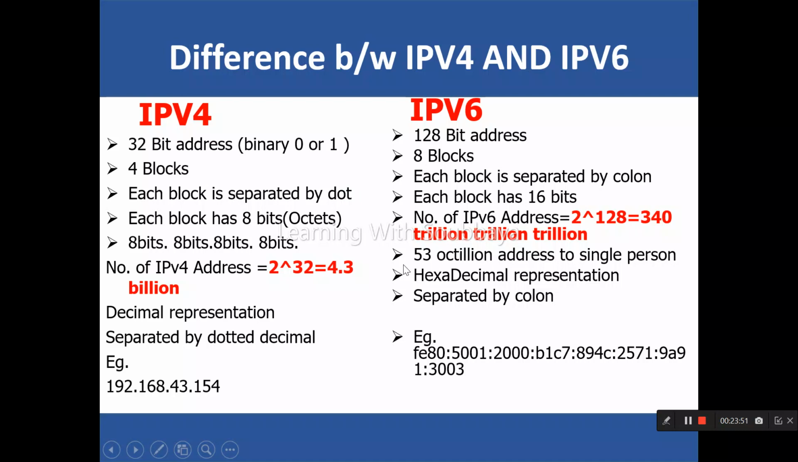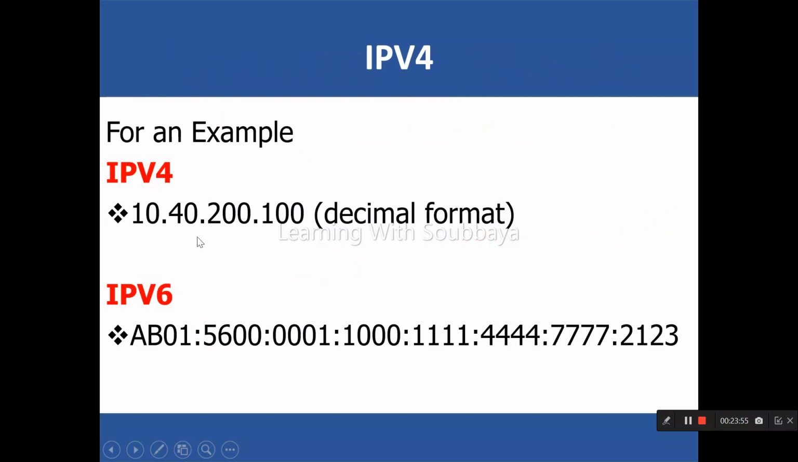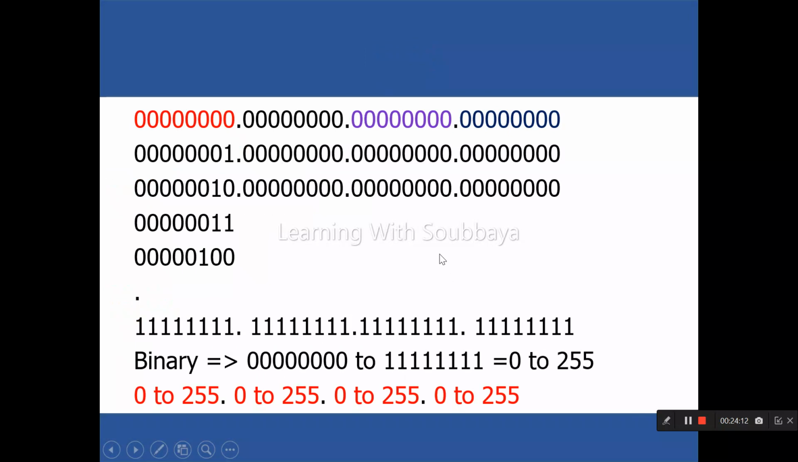So there is a difference between IPv4 as well as IPv6 here. For example, we can say IPv4 looks like 10.40.200.100. IPv6 you can say uses colons. Some 8 blocks will be there, separated by colon. It is in the form of IPv6. Right now we are going to discuss IPv4.